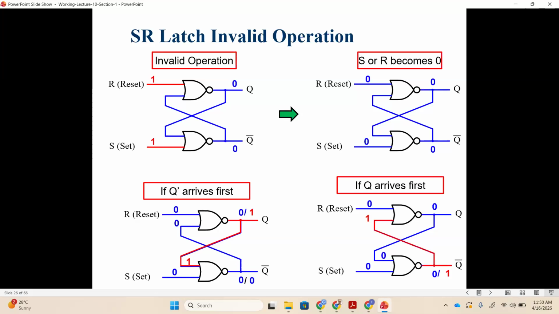So this 0 will become 1 and this 1 will become 0. Now can you see the output? In this case, if q bar arrives first, the output will be 1, 0. And if q arrives first, the output will be 0, 1. So this is called the unpredictable state. This is very important. So the curious case in SR latch is this: if we have a 1, 1 and that 1, 1 is followed by a 0, 0, we cannot predict the output at all.